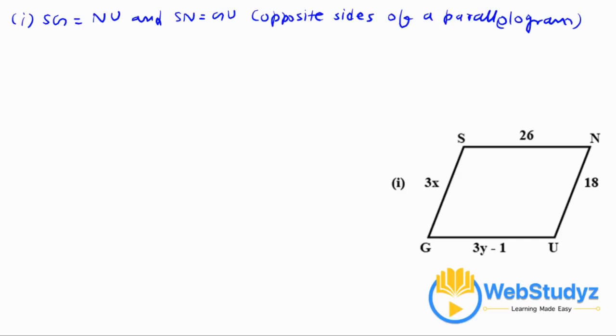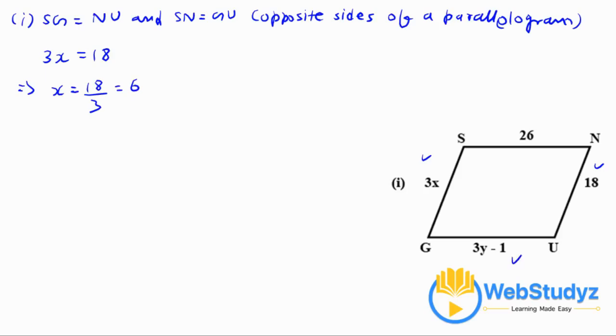Also, from this we can write that 3x is equal to 18. We can calculate the value of x from this. So x comes out to be 18 by 3. So x comes out to be 6.